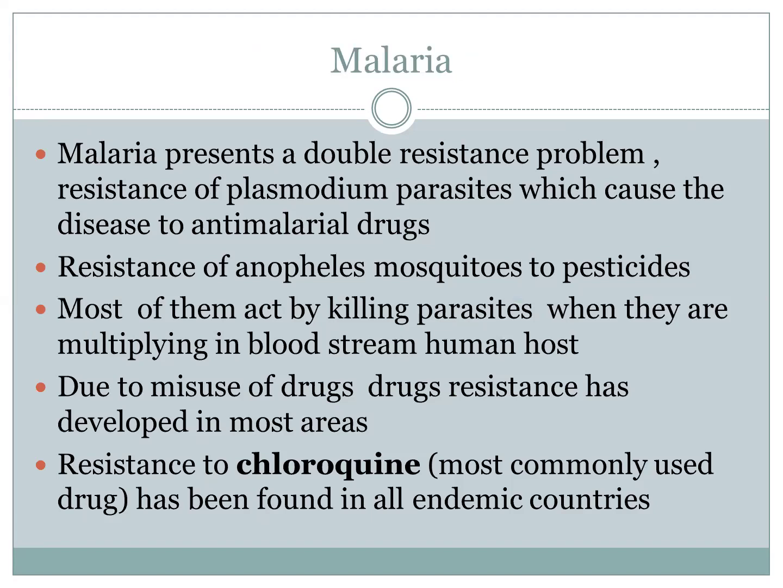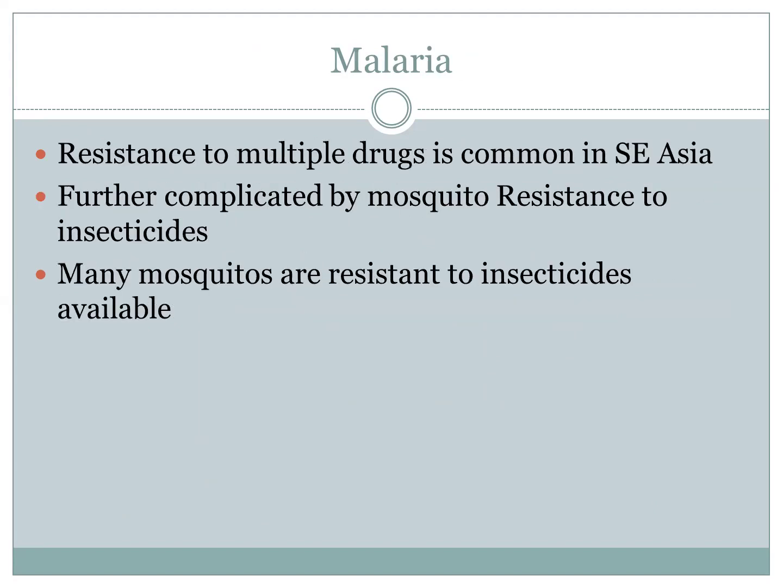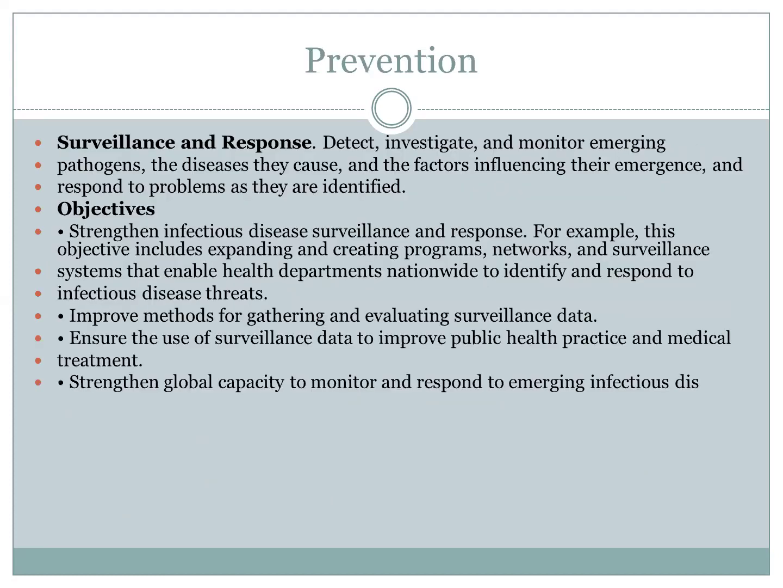Then we have malaria. Malaria presents a double resistance problem: resistance of Plasmodium parasites, which cause the disease, to anti-malarial drugs, and resistance of Anopheles mosquitoes to pesticides. Most of the drugs act by killing parasites when they are multiplying in the bloodstream of the human host. Due to misuse of drugs, resistance has developed. Resistance to chloroquine has been found in all endemic countries. Resistance is common in Southeast Asia, further complicated by resistance to insecticides. Many mosquitoes are resistant to insecticides that are currently available.